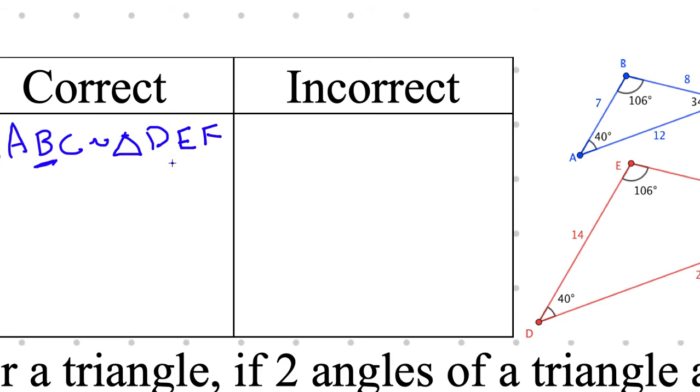Here's an incorrect order. If I did triangle ABC is similar to triangle, I could do DFE. I could switch this order. Well, you're still talking about the right triangle. You're not saying the similarity statement correct.